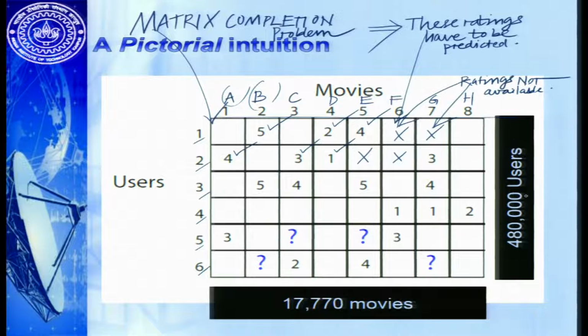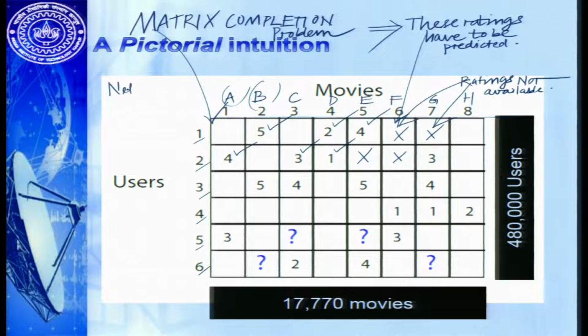So, you have about 480,000 users, that is, 500,000 users. In terms of the Netflix problem, you have 500,000 users and 20,000 movies, which means the total number of elements in the matrix is 500,000 times 20,000. So in the Netflix problem, the size of the matrix is 5 times 10 to the power 5 by 2 times 10 to the power 4.